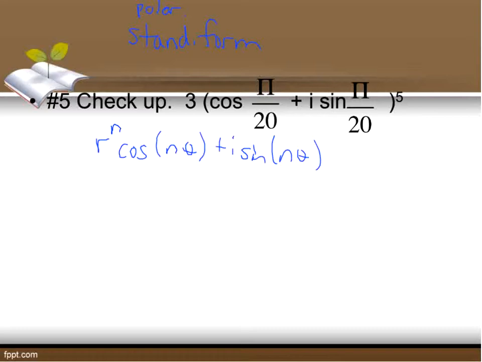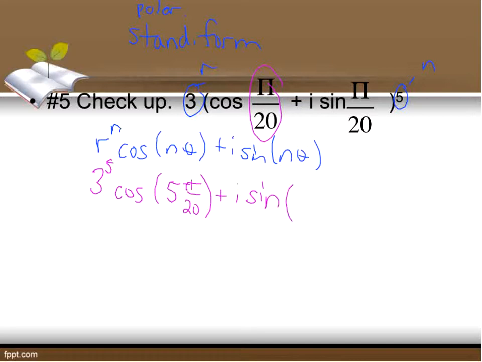So let's figure out which one's my r, which one's my n. Here's your r out in front, and your n is always your exponent. So far so good, picking out what things are. Now I just have to plug and chug here. So I'm going to have 3 to the 5th power cosine. Now my n was 5, so I'm going to have 5 times my theta. Coming back to my original problem, my theta, or my angle, is pi over 20, plus i sine n theta, so 5 times pi over 20.